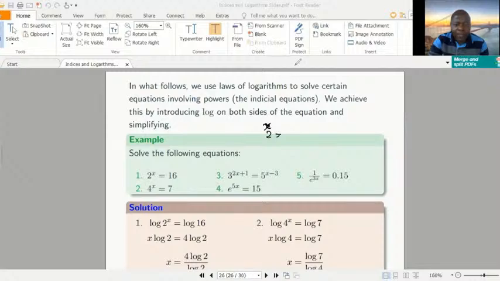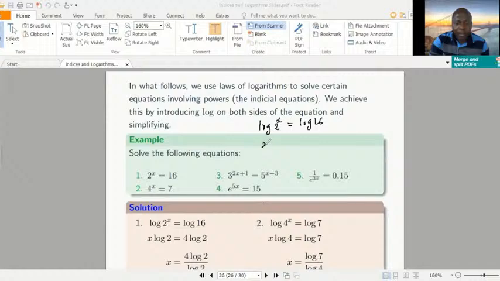2 raised to x was 2 raised to 4, the way we did it earlier. But this is not the method I want to use, because I said I want to introduce as many methods to you as possible. The method I want to use is the one I've just stated here, that I'll introduce logs on both sides. So I'd say log of 2 raised to x is equal to log of 16.